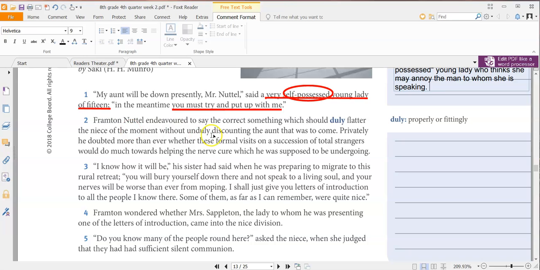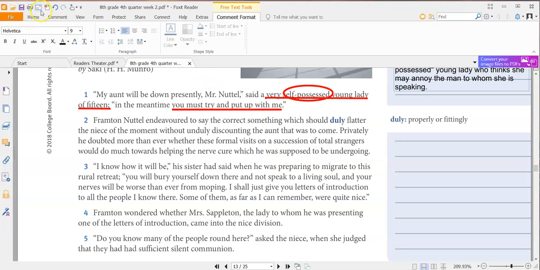Frampton Nuttall endeavored to say the correct something which should duly flatter the niece of the moment without unduly discounting the aunt that was to come. Privately, he doubted more than ever whether these formal visits on succession of total strangers would do much toward helping the nerve cure which he was supposed to be undergoing.